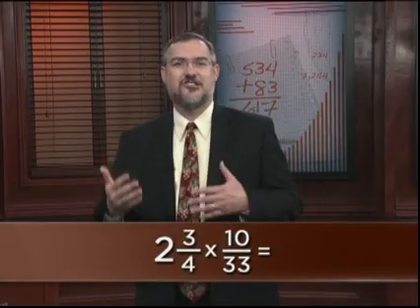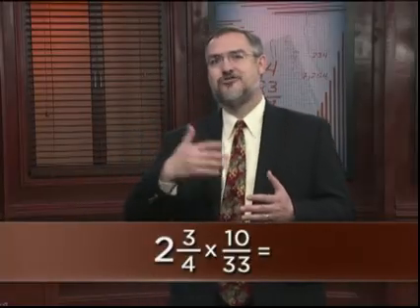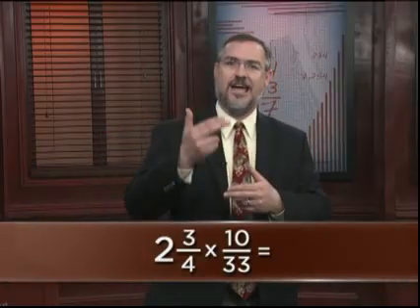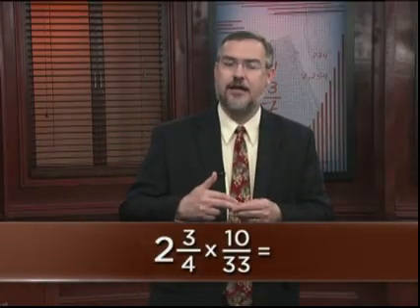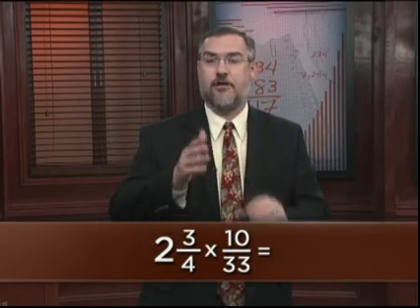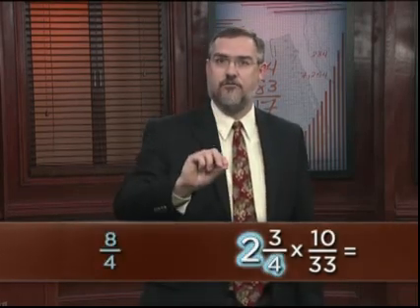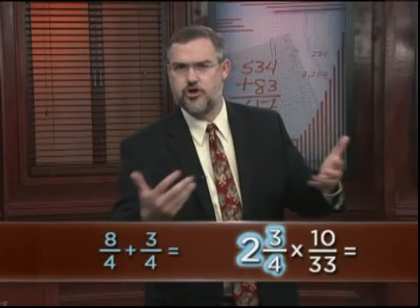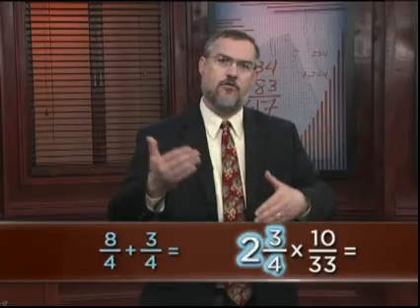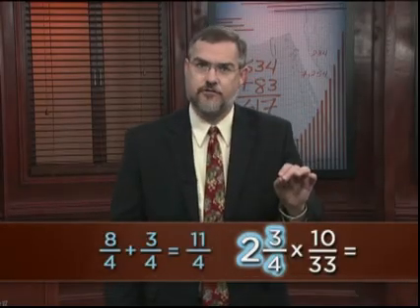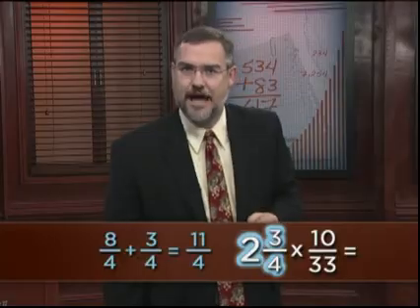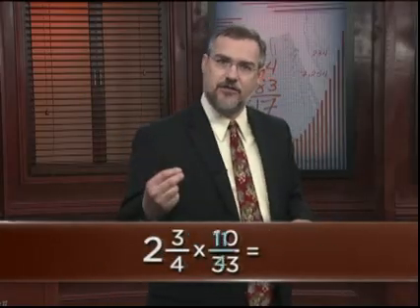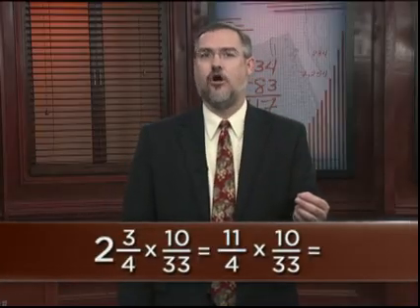Remember that it's the same as writing something like 2 as 8 over 4, if you will, or something along those lines. So I'm going to take that mixed number that I had, and I'm going to rewrite it as an improper fraction. In this case, that 2 is 8 over 4. And so what I'm really looking at is 8 over 4 plus 3 over 4. That's what the 2 3/4 means. And 8 over 4 plus 3 over 4 is 11 over 4. We did that in the previous lesson when we added fractions. So my original problem is just the same as 11 over 4 times 10 over 33.